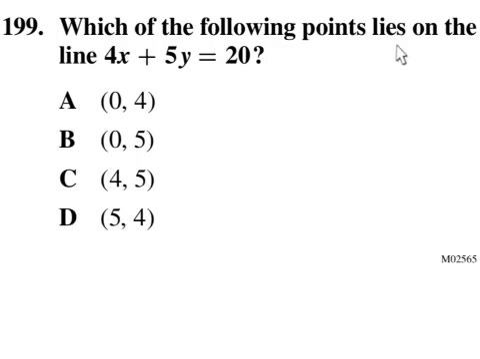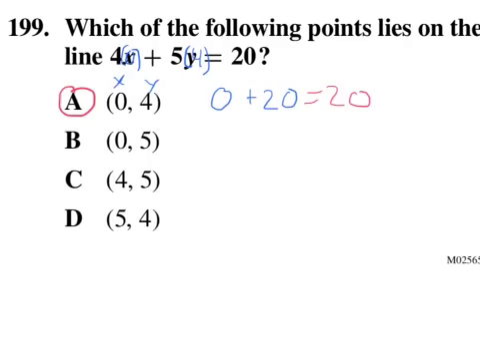Which of the following points lies on this equation, this line? What we do is take each point and plug them in. So let's start with the first one. This is your x. This is your y. So I'm going to put 0 right here, and I'm going to put 4 right here. So 4 times 0 is 0, plus 5 times 4 is 20. Hope that little thing doesn't show up. I don't think it will.